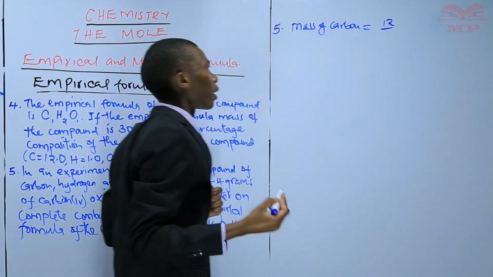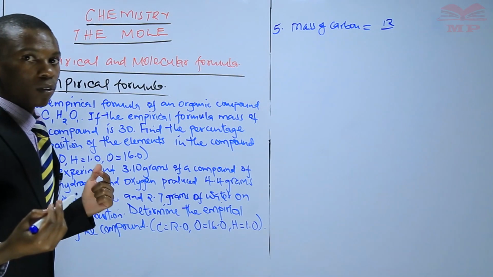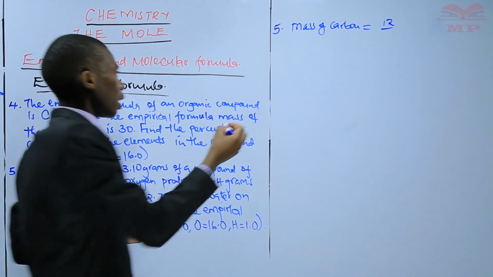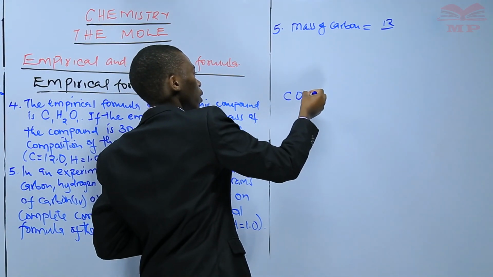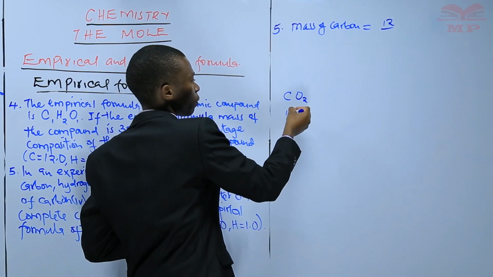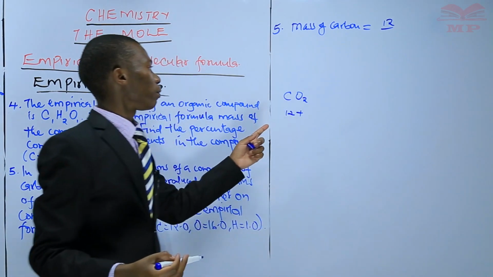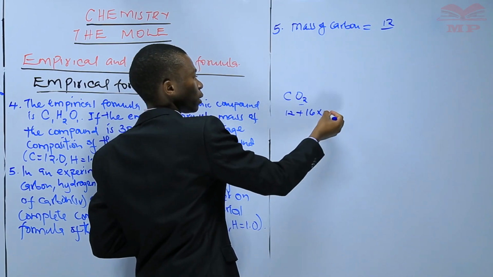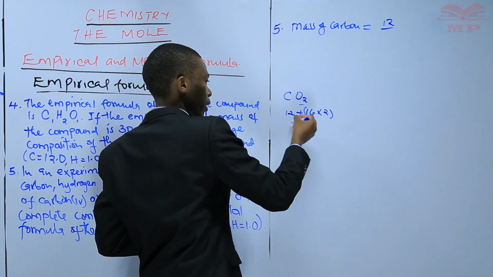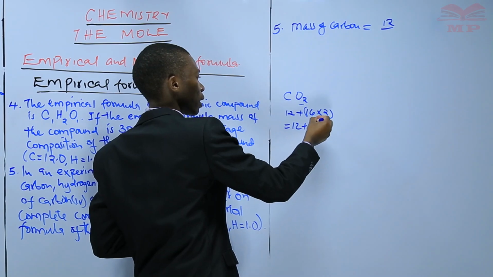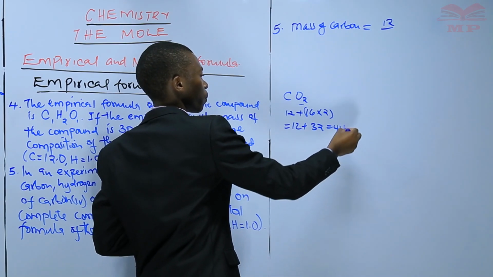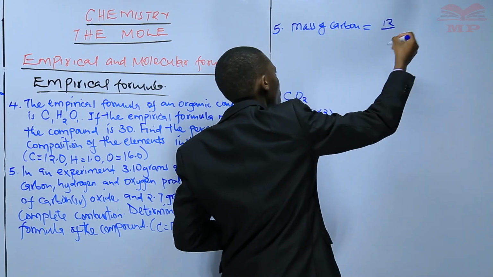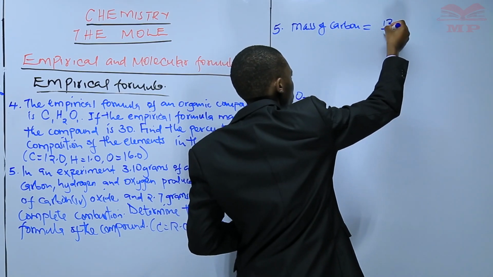We divide 12 by the relative molecular mass of carbon dioxide. The mass of carbon is 12, the mass of oxygen is 16, times 2 atoms. This gives you 12 plus 32, which is 44. So the relative molecular mass of carbon dioxide is 44.